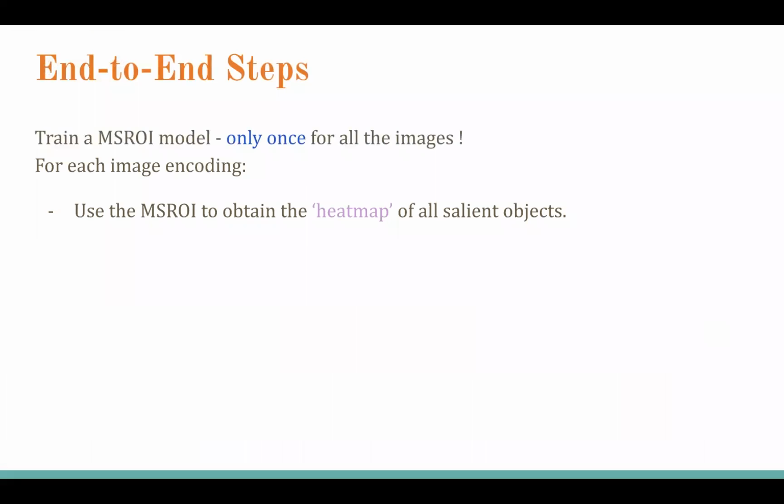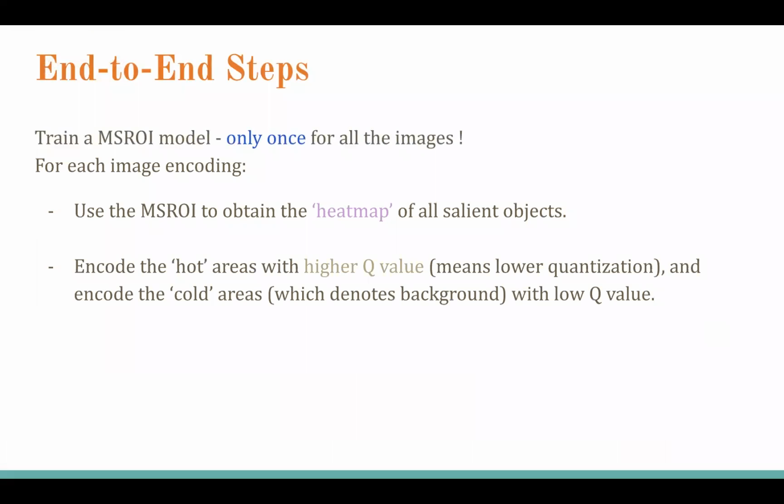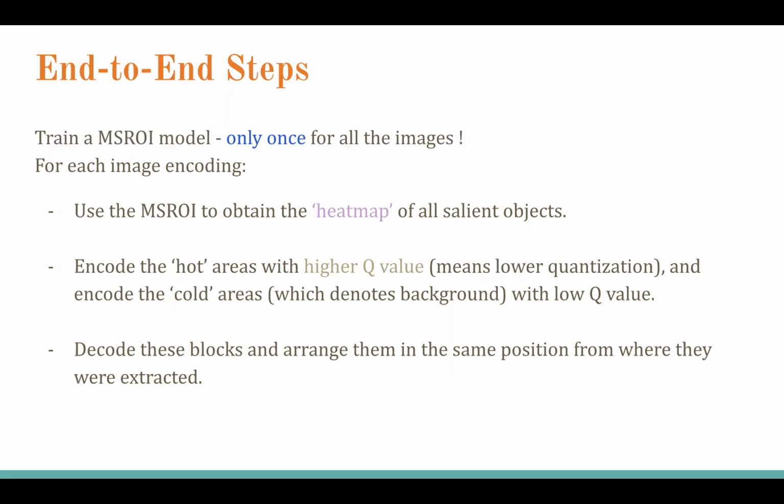So again, step by step. You use your MSROI first to get a heat map of all the objects. It's a standalone process. You don't need to do JPEG while you get the MSROI. Once you get the MSROI, encode and then decode.